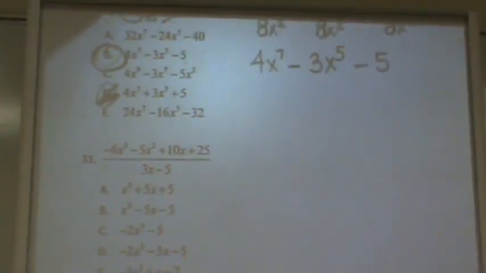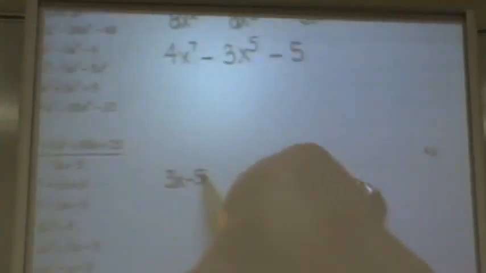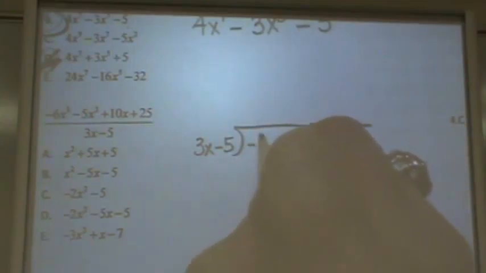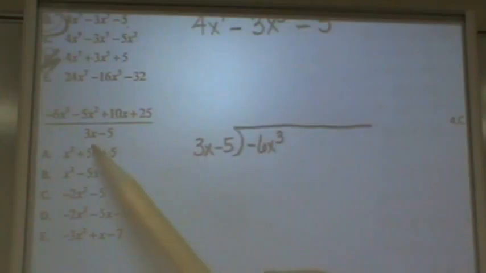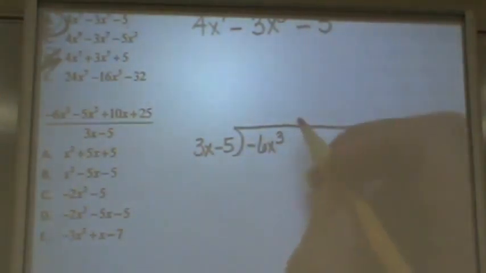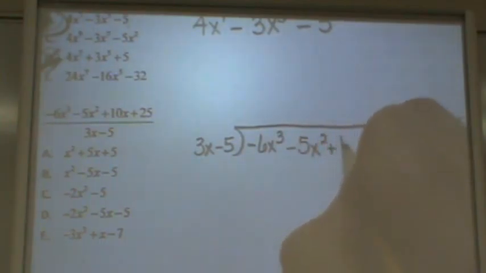31, unfortunately, you're going to have to use long division. 3x minus 5 is the divisor. And looking at my answers, I can tell you that we could probably eliminate some answers pretty quickly when we do the first term. So you may not have to do the whole problem, but we will.